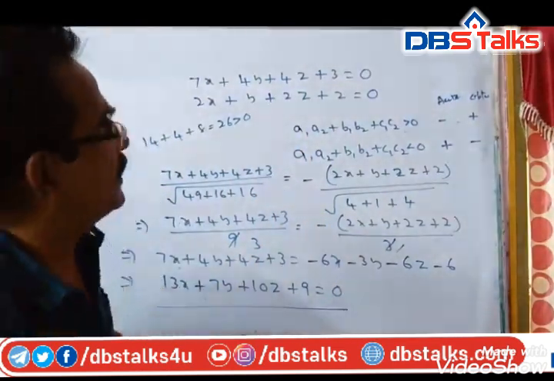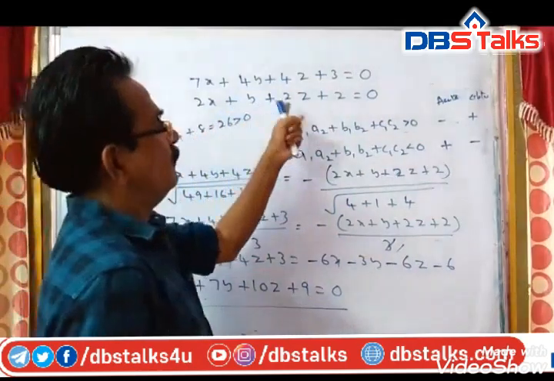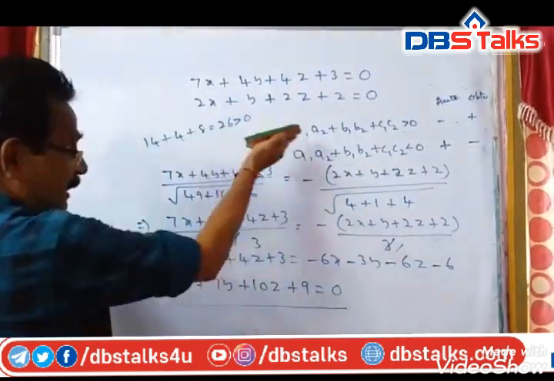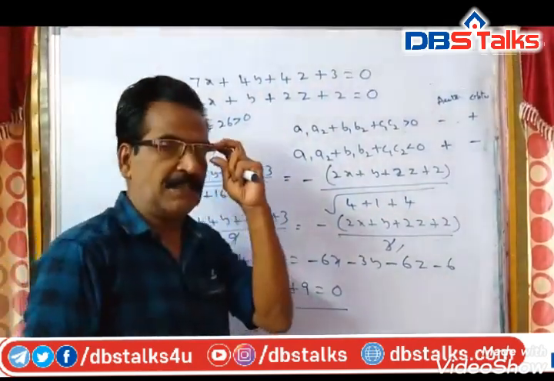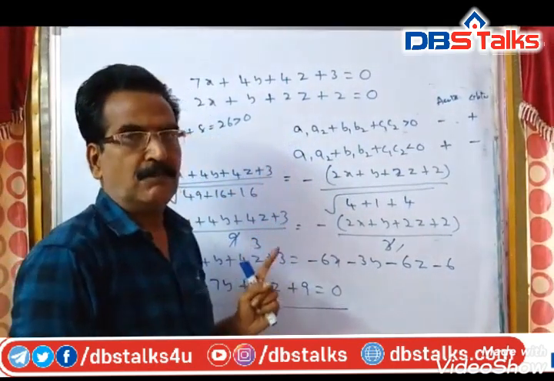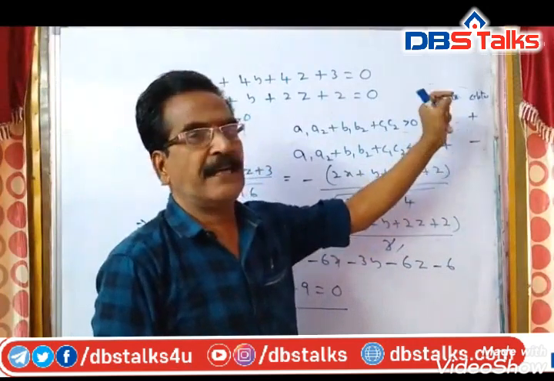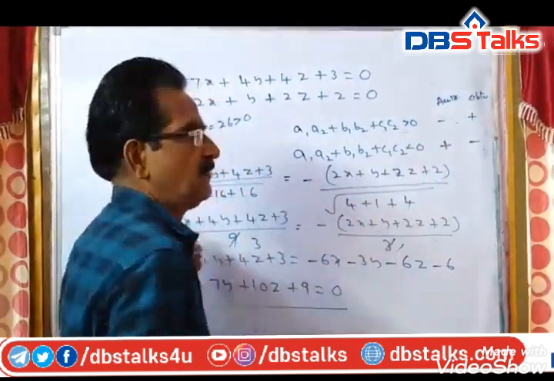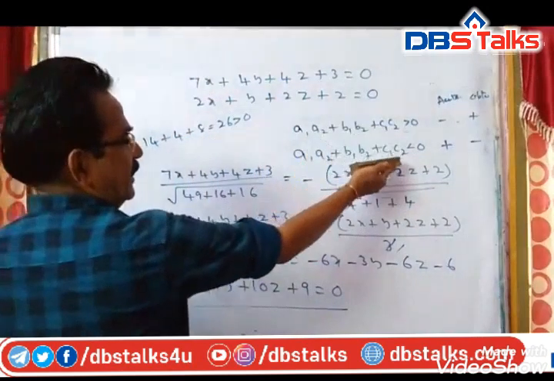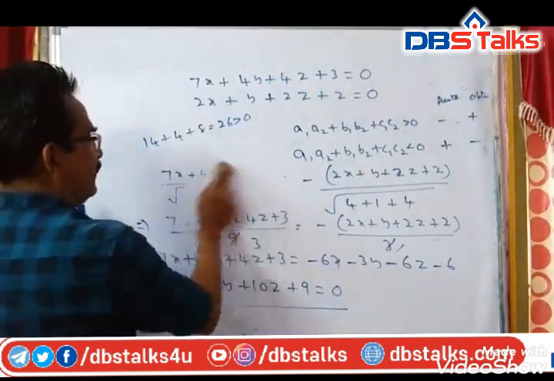This is an important problem, friends. So first you check A1 A2 plus B1 B2 plus C1 C2. If that is positive, then you have to take minus for the acute angle bisector or plus for the obtuse angle bisector, and the reverse. Okay, friends.